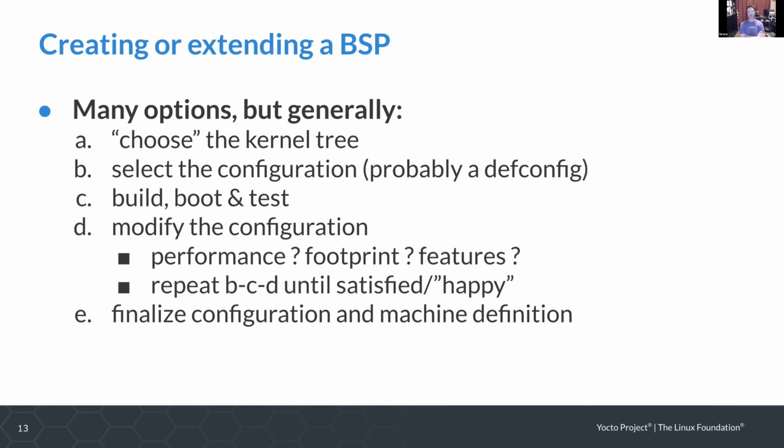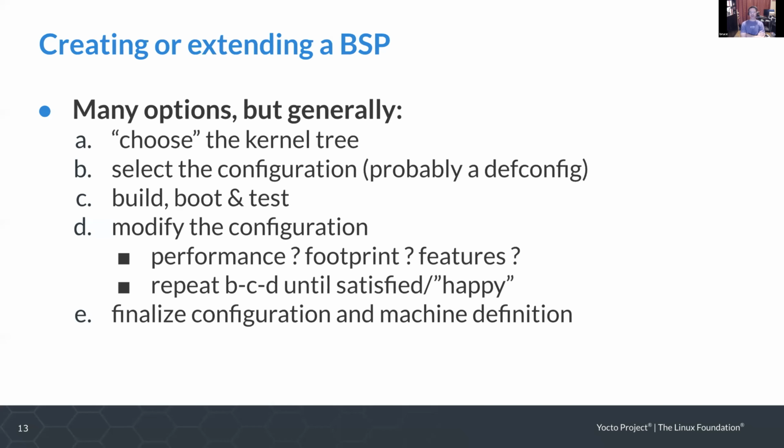So you know what kernel tree you're building against. You select the configuration, which is probably a defconfig. You build, boot, and test, and then you modify the configuration. Did it boot too slow? Were you missing a NetFilter option? Did something, it used to be even worse for this, but there's some small feature that was wrong for latency or RCU, or the right different type of memory management. So you tweak it, and then of course you repeat those until you're happy. We're never happy, but until you're satisfied, until it's good enough.